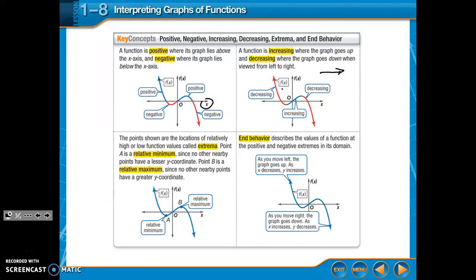Okay, so think about it as a roller coaster or a ball going down a ramp or something from left to right, just like we read from left to right. Okay, the next one is relative minimum and maximum.